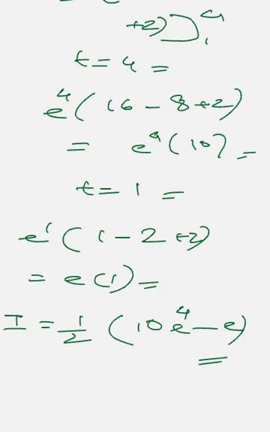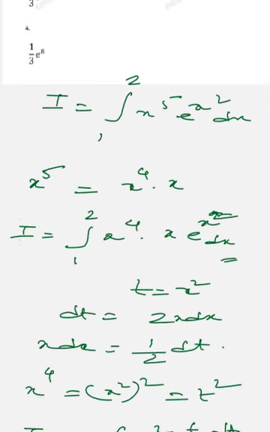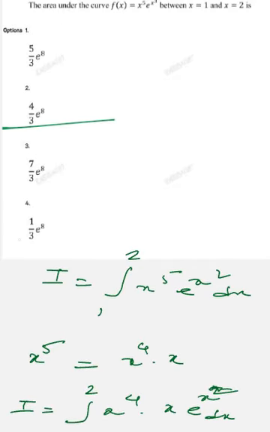Now look at the given options very carefully. All options contain e^8. But our final answer contains e^4 and e. This clearly tells us either the function was misprinted or the exponent in the question was actually different, because with e^(x^2), the maximum exponent at the upper limit becomes e^4, not e^8.